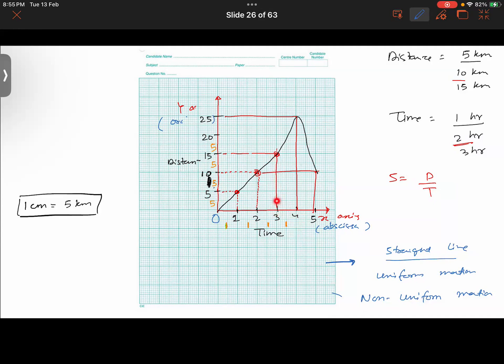Till the third hour, it was doing a uniform motion. But after the third hour, it has started doing a non-uniform motion because the speed increased, and suddenly in the 5th hour, you see, this is where the speed has fallen. Okay, hope it is clear to both of you.